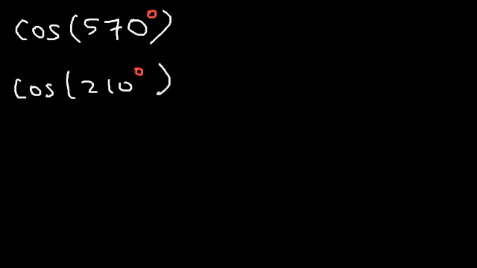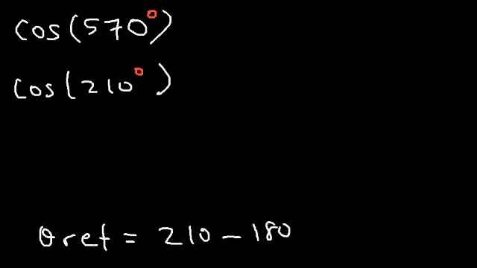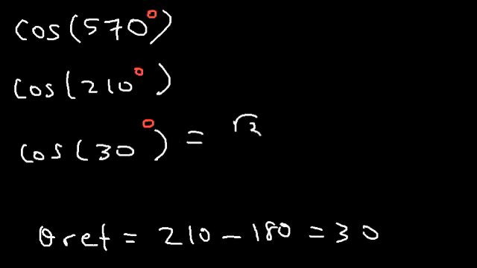Now let's find the reference angle. 210 is in quadrant 3. So the reference angle for an angle in quadrant 3 is the angle minus 180, which is 30. And we know that cosine 30 is root 3 over 2 based on the 30, 60, 90 triangle.